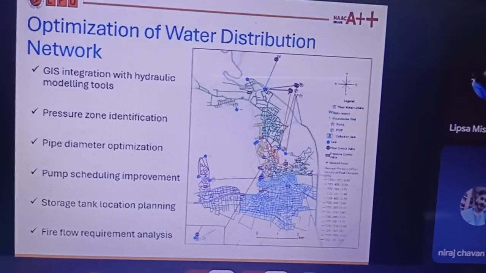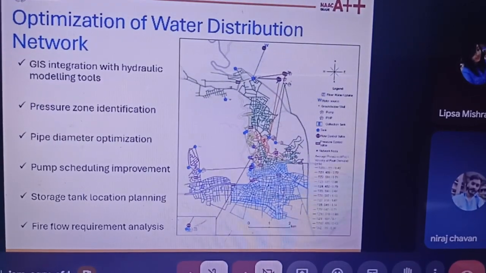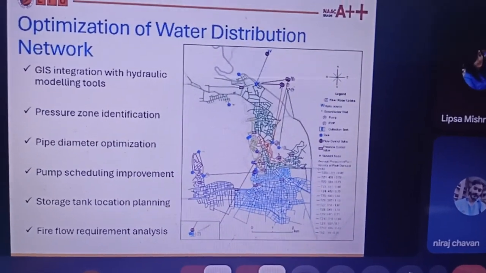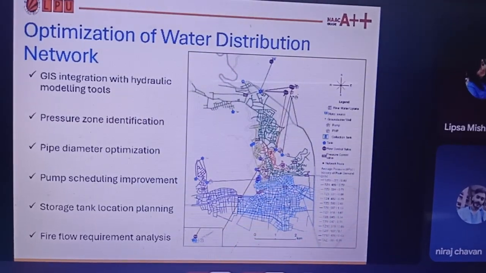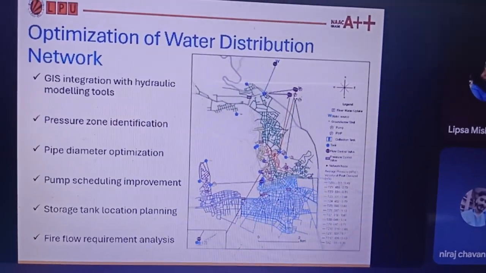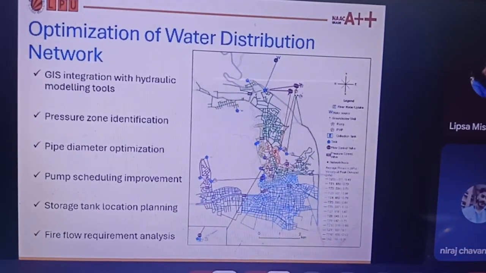So here also you are seeing a map which is again an integration of GIS with a software, mostly it is EPANET. Okay, so I will show you the EPANET software, where we integrate the hydraulic systems inside the GIS. Again, hydraulic systems, if you ask me, what is a hydraulic system in GIS?